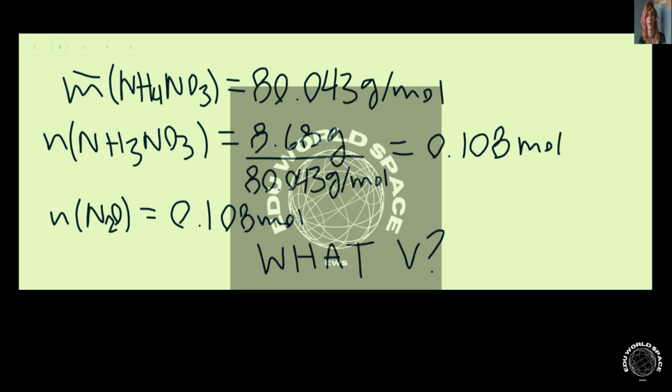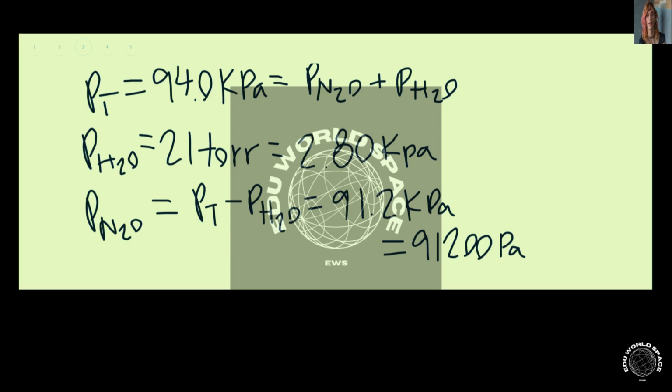And since there's a 1-to-1 ratio of the number of moles of ammonium nitrate that's being decomposed to the number of moles of nitrous oxide that's being formed, we also have 0.108 moles of nitrous oxide. So that's how many moles we're going to form of nitrous oxide. And we want to know what volume is that number of moles going to occupy. So let's deal with the pressure information that we're given first.